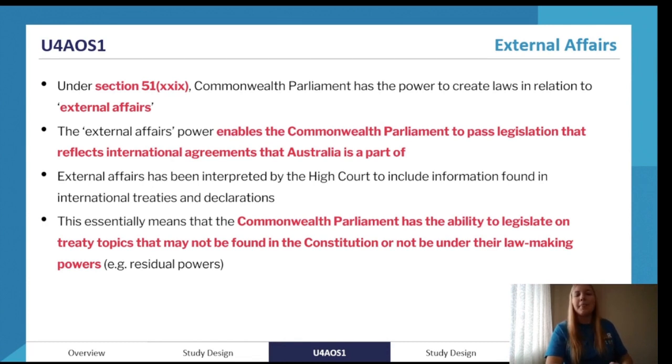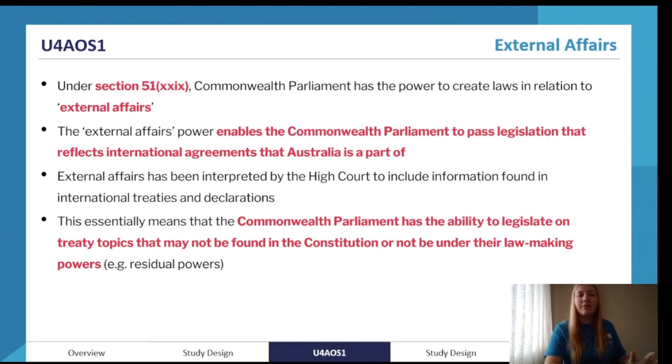For example, if some of the agreements of a treaty or declaration Australia has signed to fall under residual powers of the states, because the Commonwealth Parliament has external affairs power, they can still legislate in areas of residual powers.